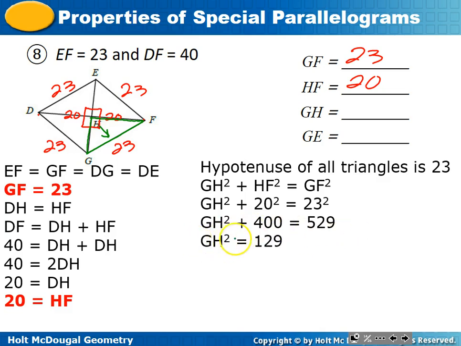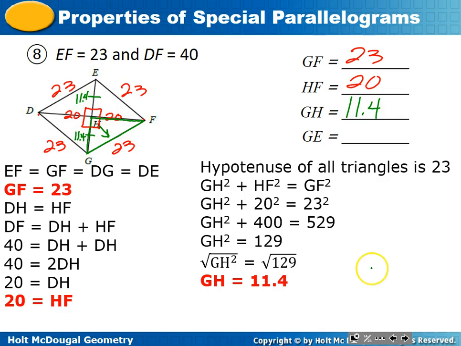Now again, when we get this GH squared right here, we have to take a square root of both sides here to get rid of that square. When we do that, we get that GH is equal to 11.4. So GH is 11.4. Then it's asking us for GE. So GH is 11.4, and we know that if GH is 11.4, then it's equal to HE, which once again, we can either do 11.4 plus 11.4, or we can do 2 times 11.4 and get 22.8.